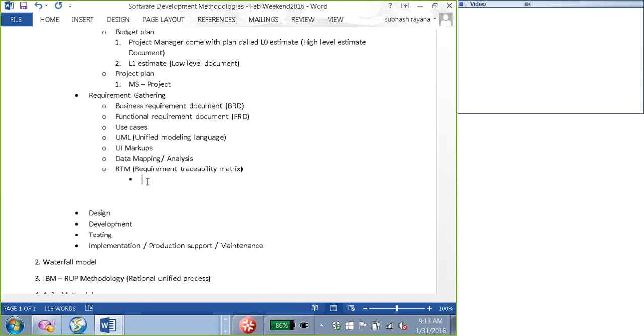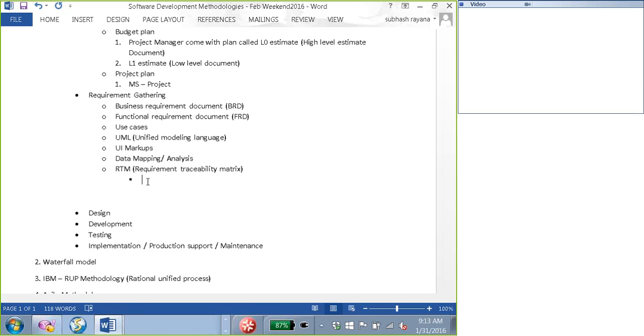I was discussing yesterday that as a business analyst, one of the major roles that you will be playing is documenting requirements, right? And obviously, in order to document requirements, you have to gather them. You have to interact with some users, and you have to document it, right?